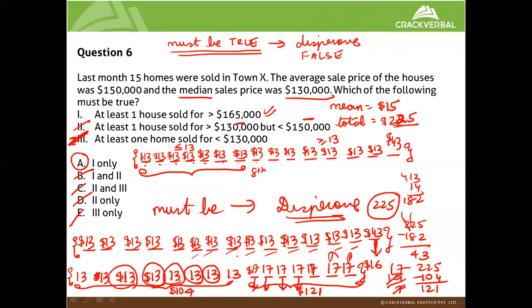Remember, the median is always the middlemost value of an arranged set. So the set has to be arranged either in ascending or descending order. If I try to reduce the 17 to less than 16.5, I have to compensate for this reduction by increasing the prices of the houses to be greater than 17.5, because I need to maintain the sum to be equal to 225. So I will never be able to disprove the first statement. If I'm not able to disprove the first statement, I'm going to definitely pick that as the answer choice.